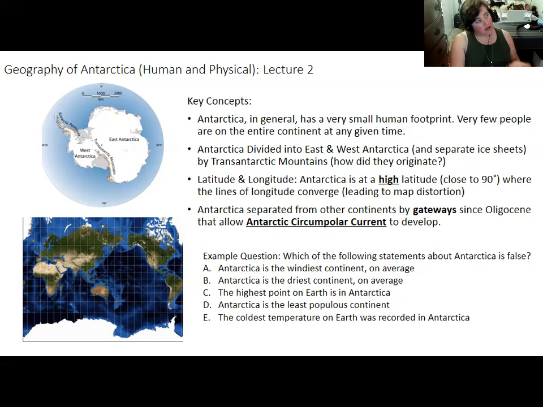And nobody lives in Antarctica, basically. Not nobody, but there's no permanent population there and just a bunch of researchers. So Antarctica is definitely the least populous continent. So that's one example of a question I could ask about this material.